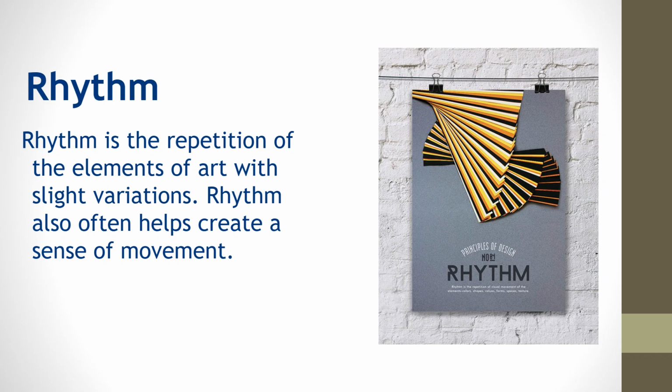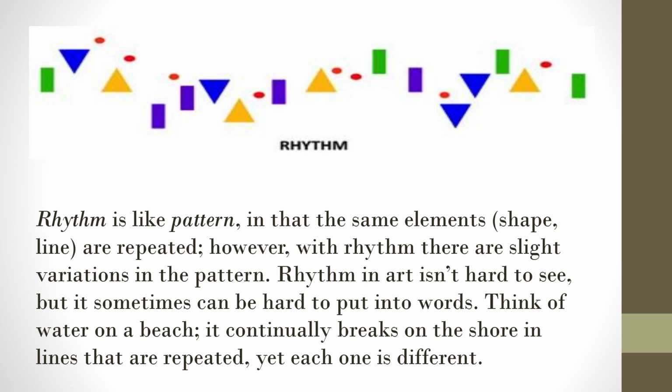The next principle of art and design we'll learn about is called rhythm. We'll define this as the repetition of the elements of art with slight variations. Rhythm also often helps create a sense of movement. We can see here at this very simple example of rhythm at the top.